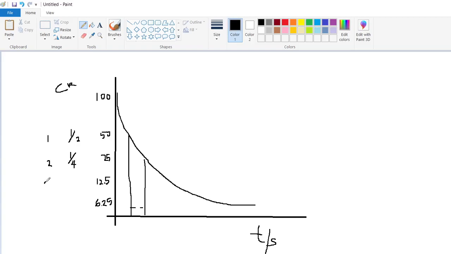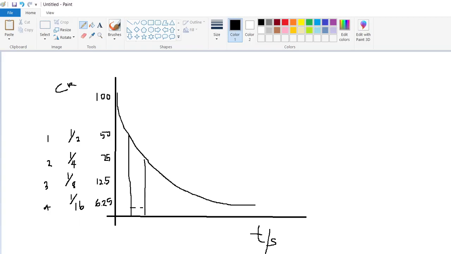This would have been 3 half-lives, and the fraction would have been 1/8. This would have been 4 half-lives, and the fraction would have been 1/16. So now that's half-life in a nutshell. The examiner might ask you to draw a graph. The graph should be a freehand graph and it should slope in that manner.